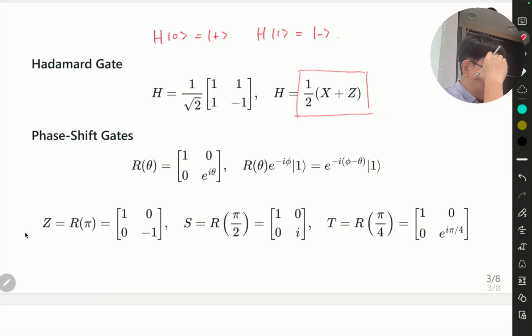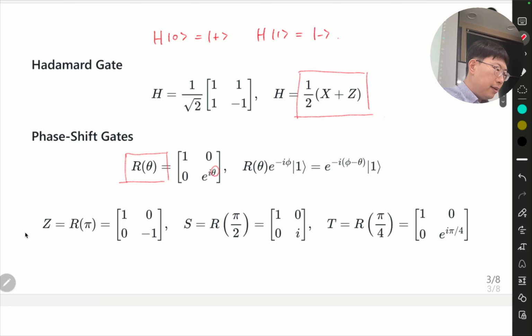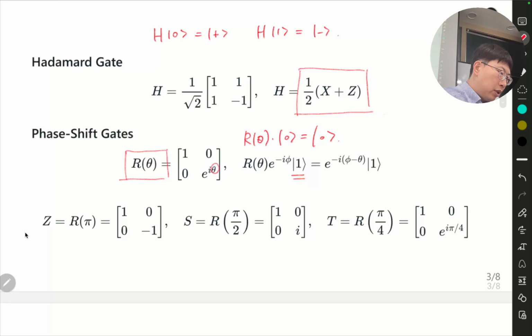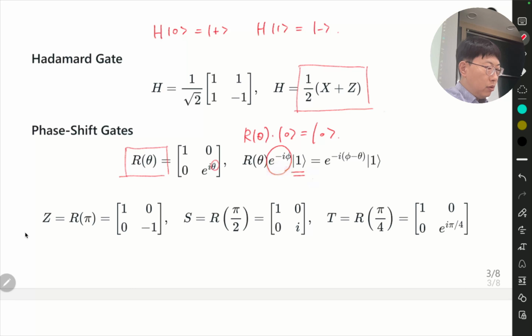And there are gates such as phase shift gates, which I represent as R theta, and theta goes right here. It's represented by a 2 by 2 diagonal matrix. And if you apply this, then obviously ket 0 is always ket 0, but it only changes the phase of ket 1. So if you have a multiple of e to the i theta, then it shifts the phase by theta. So that's why it's called the phase shift gate.